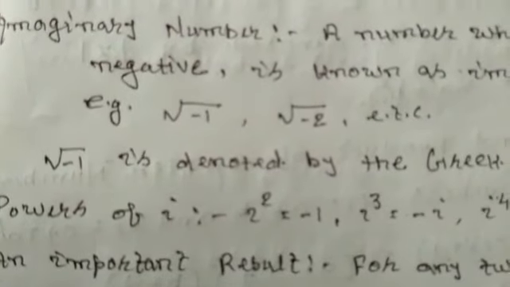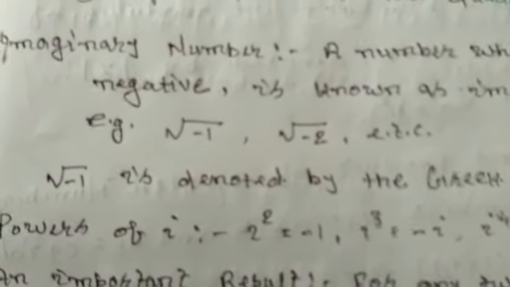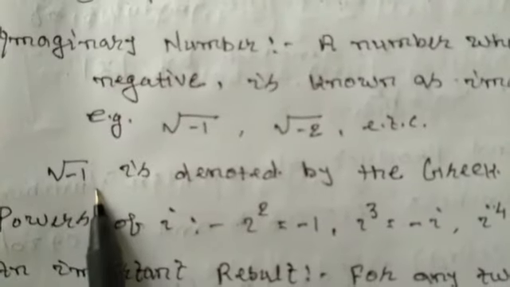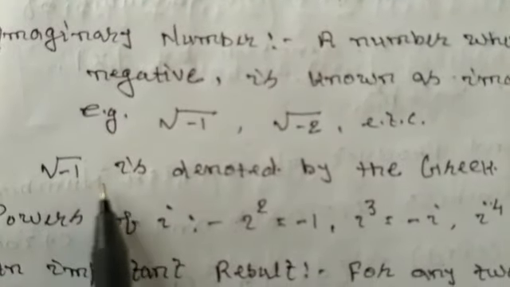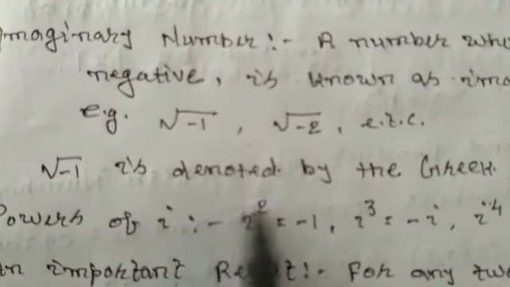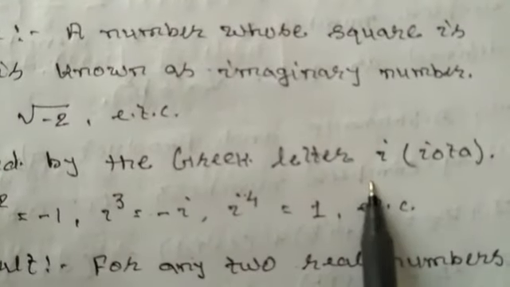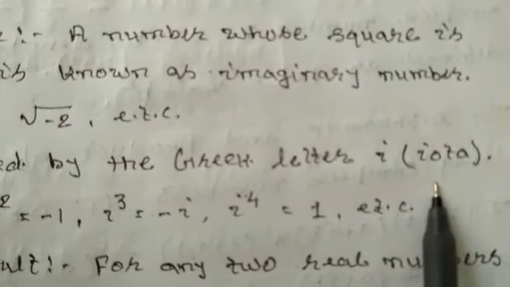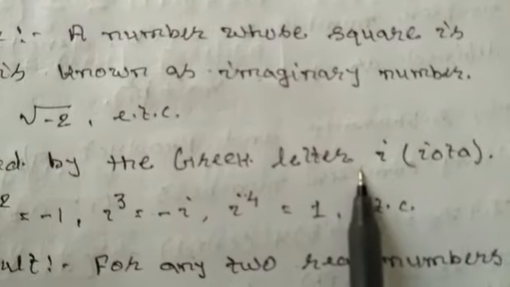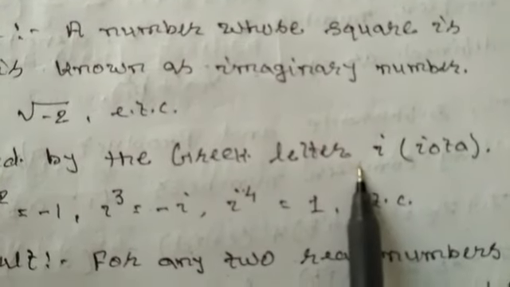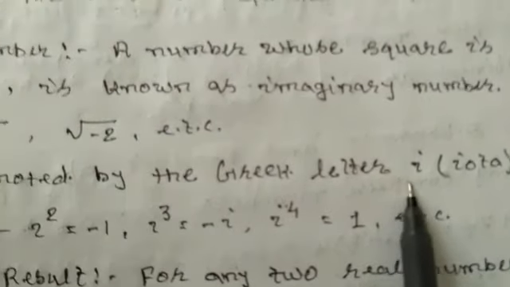Now we use a symbol for under root minus 1. Under root minus 1 is denoted by the Greek letter i, that is called iota. i is the symbol of imaginary number, which is read as iota.